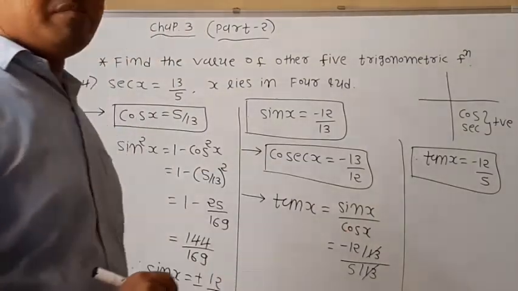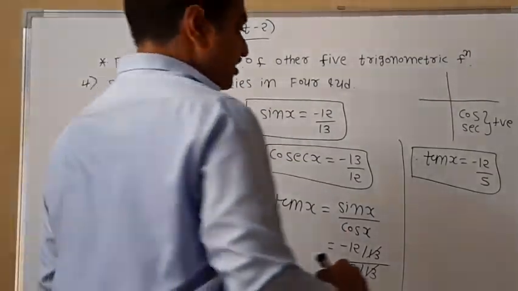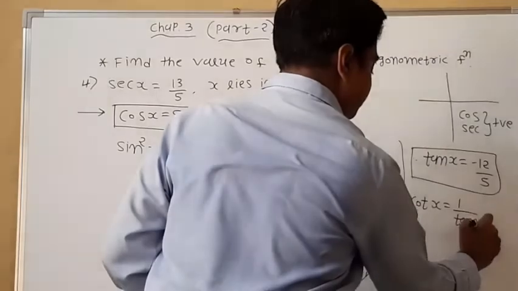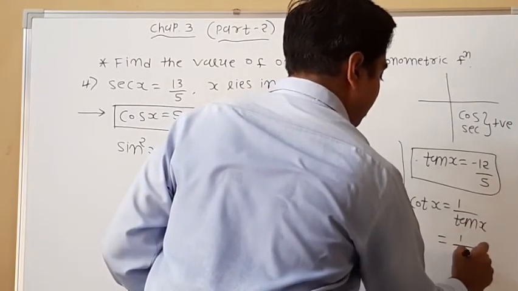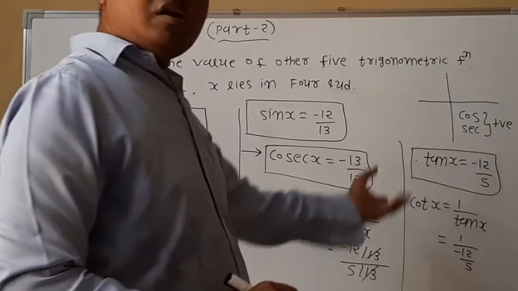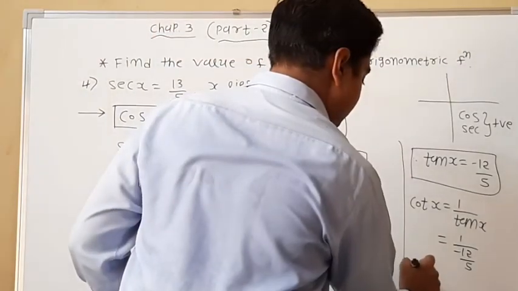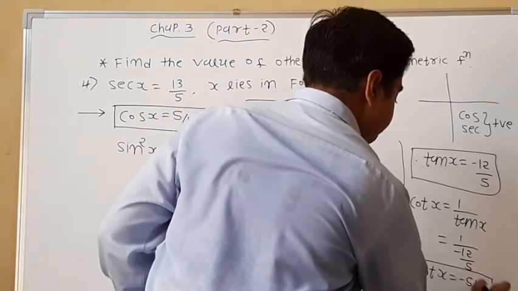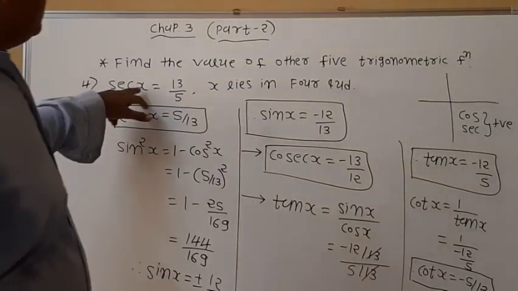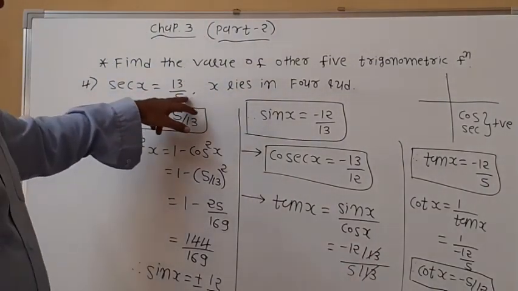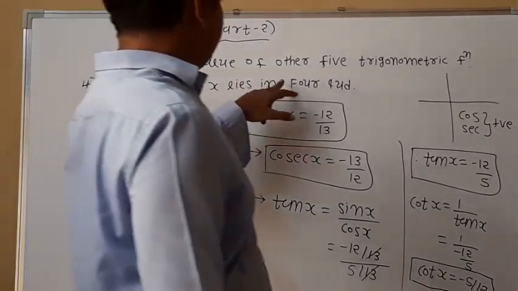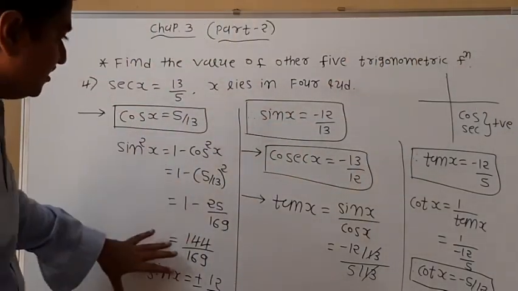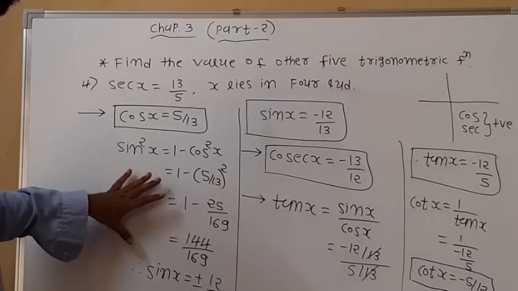Now using tan x, find the value of cot x. cot x is equal to 1 upon tan x, so 1 upon minus 12 by 5. Written in reverse order, we get cot x is equal to minus 5 upon 12. Okay. So in our question, sec x is equal to 13 by 5 is given, and x lies in the fourth quadrant, where cos and sec are positive. Using this relation we can find the remaining five trigonometric functions.